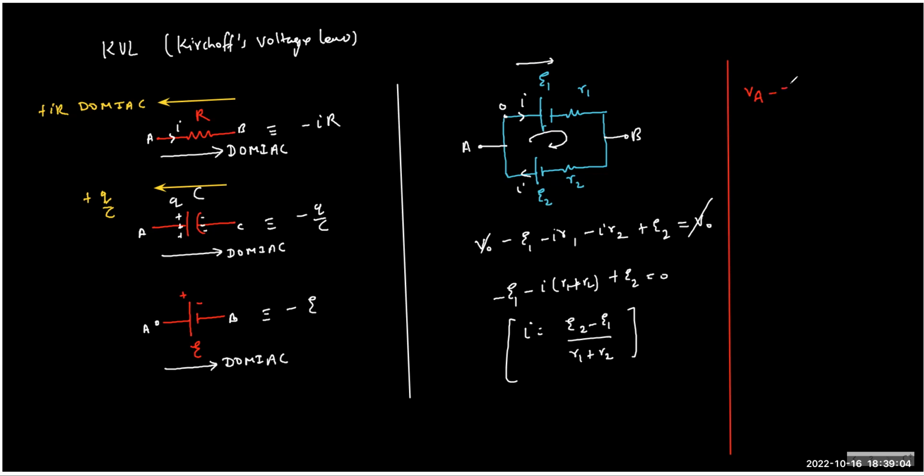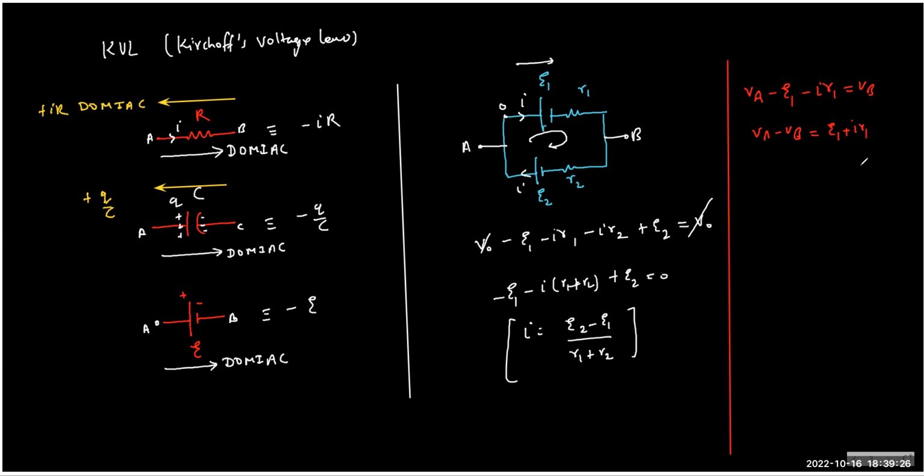Minus E1. Drop. Minus. And then I have to cross R1 also. Drop or rise? Drop, minus I1 R1. And I'm back at point B, because my journey is only from A to B. I'm looking for VA minus VB and I got the answer.